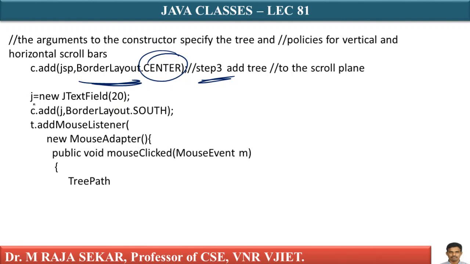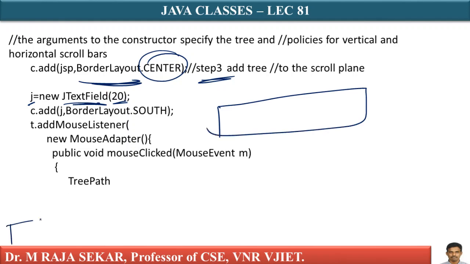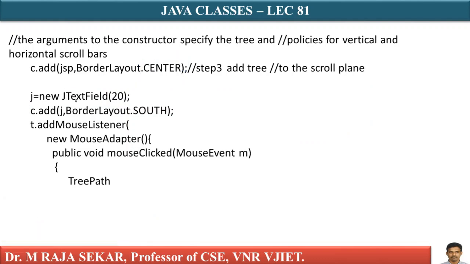In the first slide I have declared this variable. I am creating a JTextField with a length of 20 characters. Here you will get a text field with 20 characters. A plain text field means AWT. If I say JTextField, it is related to the Swing component. C dot add J, BorderLayout south. South means this particular text field I am adding in the south direction. In border layout there is south, north, east, west. In the south direction I am adding.